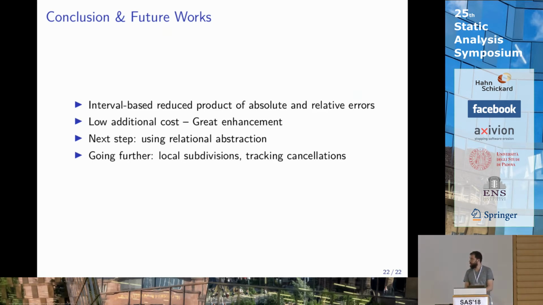And the second point, local subdivisions, is that it's a standard technique to subdivide the input of a program to improve the precision of the analysis. But when we want to analyze big programs, it is costly. But we think we can use the relative error to only make local subdivision on a subpart of the program and to obtain better bounds on the absolute error for this local subdivision.